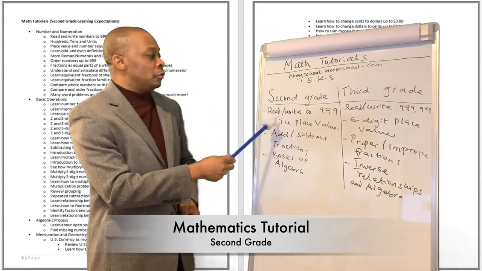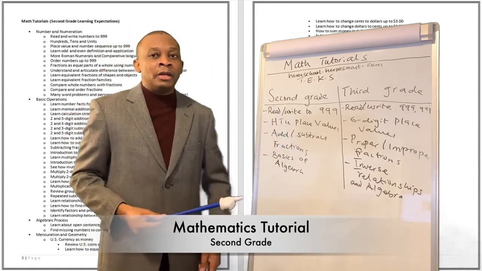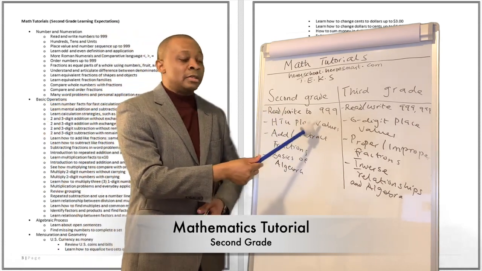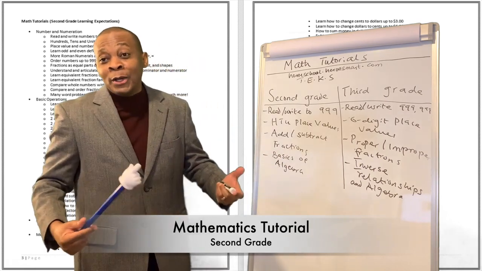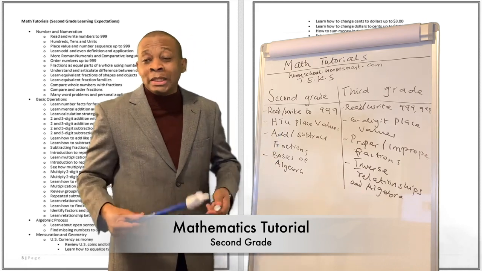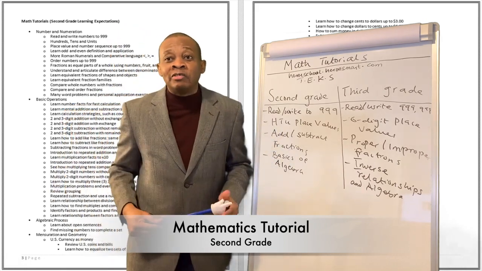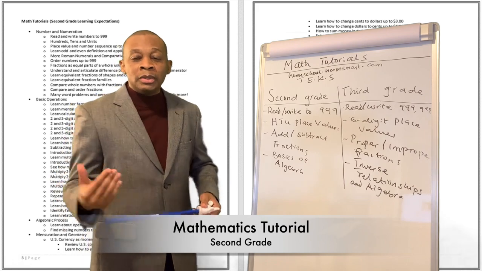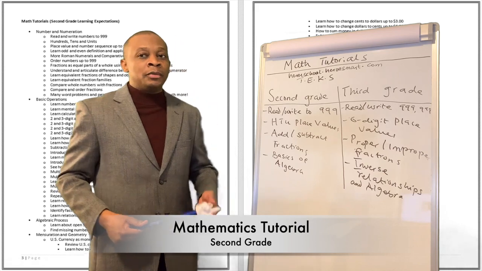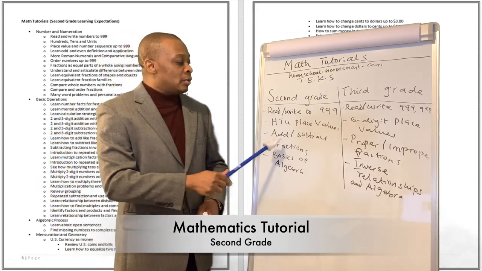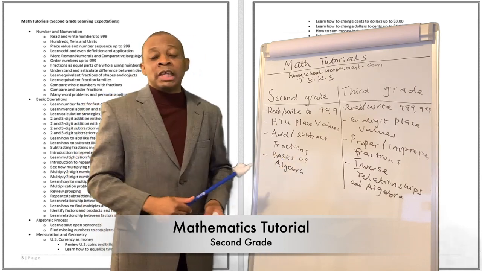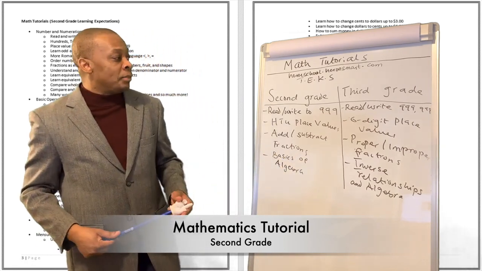So thank you for joining me today. We are going to be walking through second grade. For the first half hour, we're going to be walking through how to read and write up until 999, essentially up until about 1,000. We're going to be talking about the concept of 3-digit place values, which is HTU place value, just building in a spiral fashion on what we started with kindergarten and first grade. Then we're going to try to do addition and subtraction at that level. We're going to be talking about fractions and then the basics of algebra in second grade.